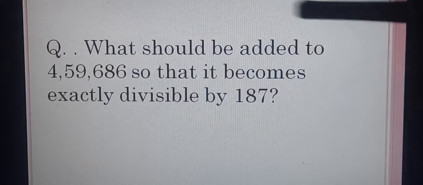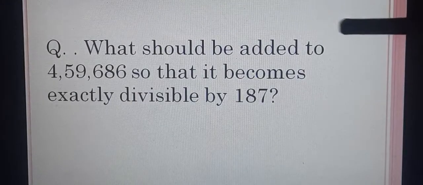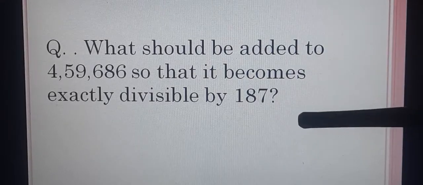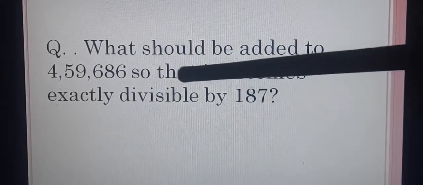Next question. What should be added to? Now here, what should be added to? So we have to understand the question. What should be added to?